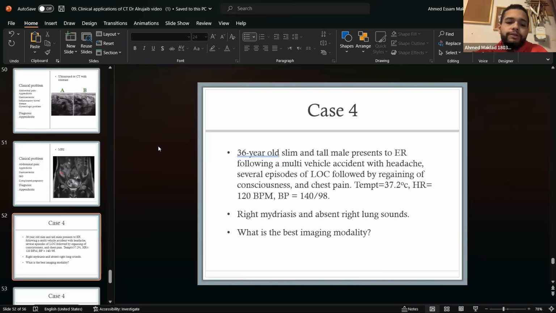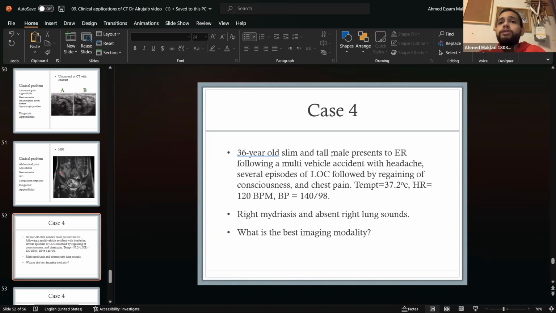But anyways, one thing I need you guys to remember: in a patient who's slim and tall, even if they don't have Marfan syndrome, they have a higher chance of getting spontaneous pneumothorax, okay? So keep that in mind. That's just a piece of information that I want you guys to remember.